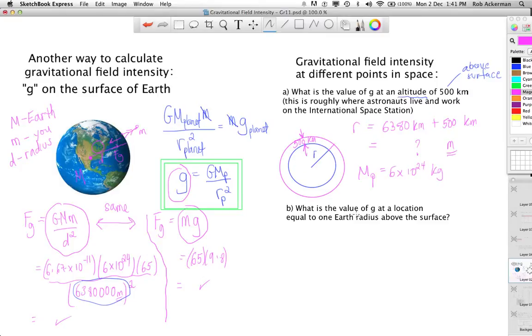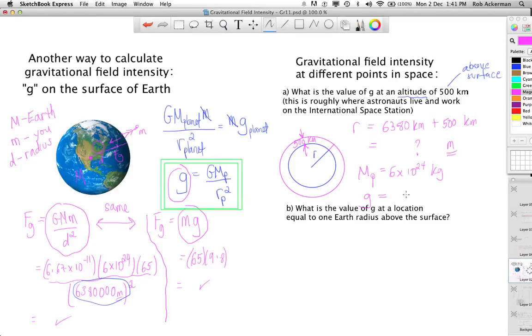Now before you do it, here's what I want you to predict. We've all seen videos of the astronauts tumbling through space and enjoying their weightlessness. What do you think you're going to get for the value of g when you calculate it? Okay, pause the video and do that now. All right, and you're back, and what did you get for g?